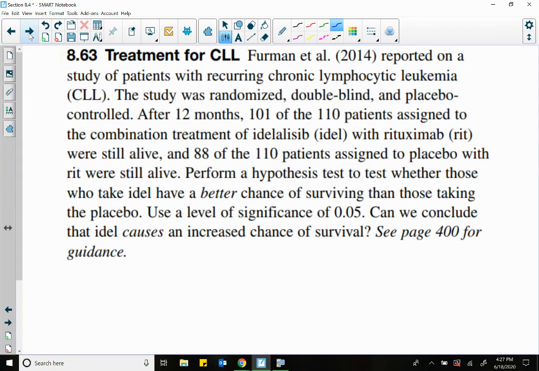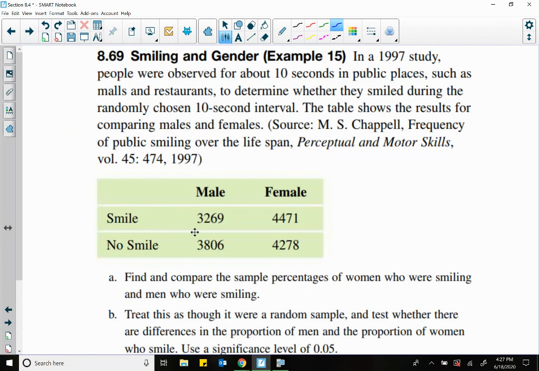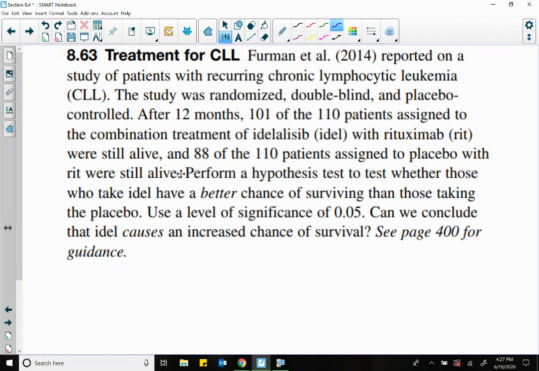So here we go. I've got two examples where we're going to go through the full testing. Let me walk you through one. And then right here, I've got another example. So let's walk through this one together so you can experience it. It says Furman reported on a study of patients with reoccurring chronic lymphocytic leukemia. So CLL, and that's what I'm going to call it.